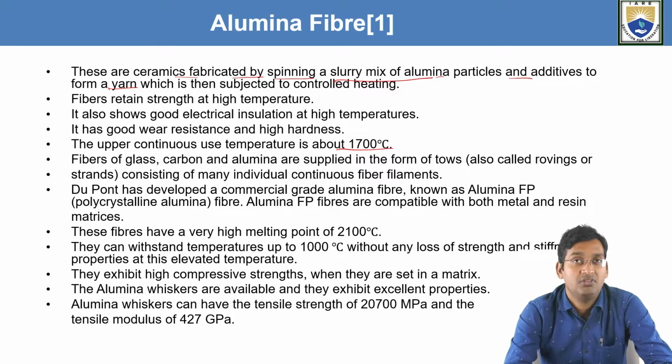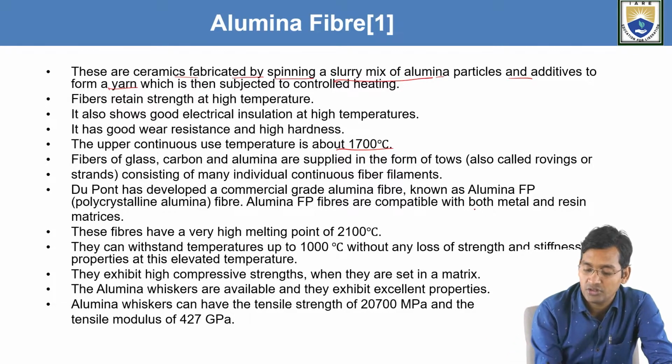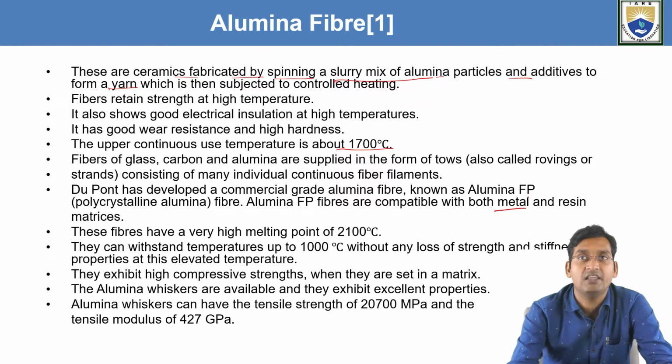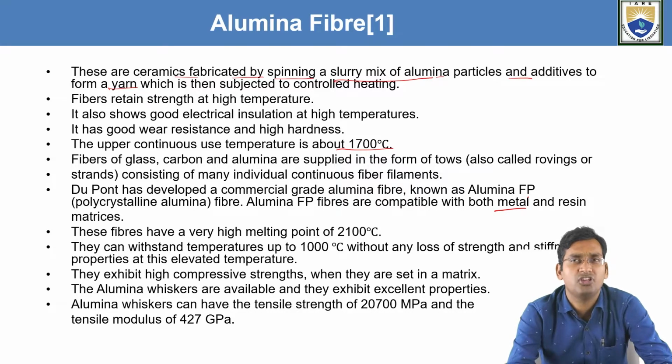DuPont has developed a commercial grade alumina fiber known as Alumina FP, which is a polycrystalline alumina fiber. Alumina FP fibers are compatible with both metal and resin matrix. So this fiber can be used with either a metal or a resin matrix, and it can be used in both cases.